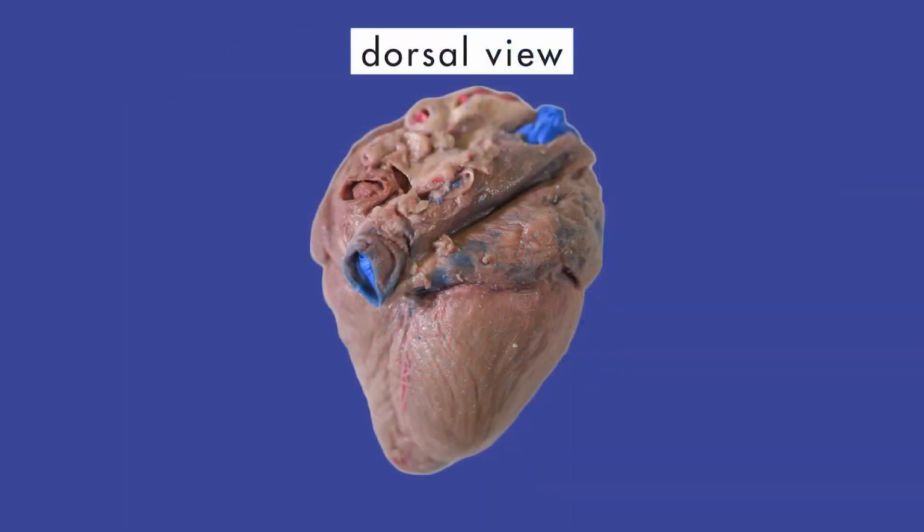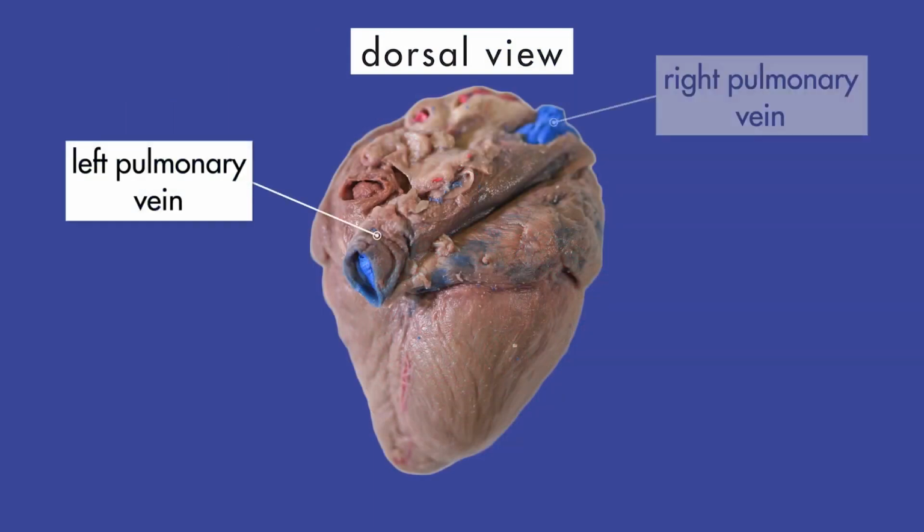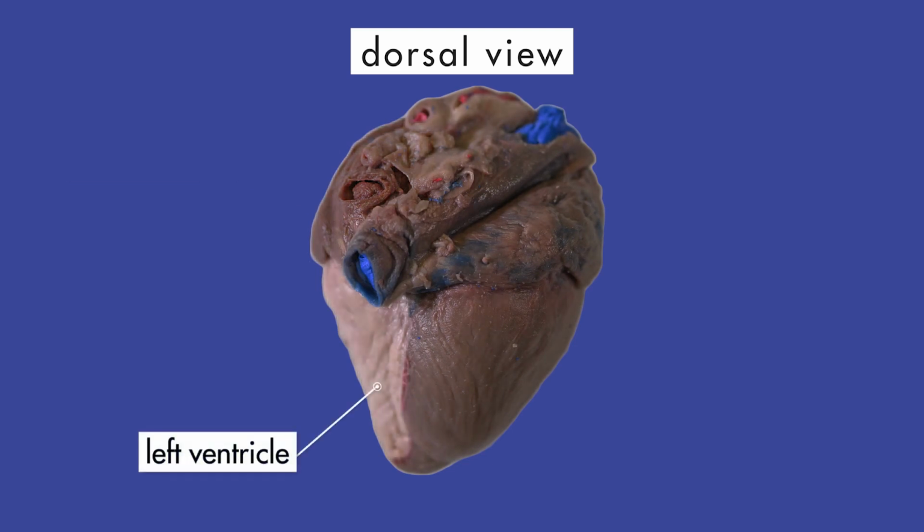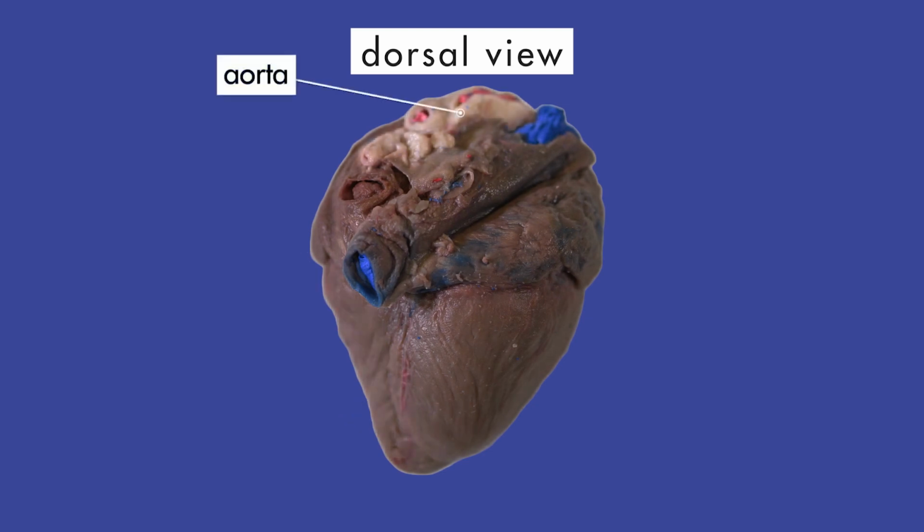If we turn the heart over, we can see the left pulmonary vein and the right pulmonary vein. The pulmonary veins empty oxygenated blood into the left atrium of the heart. From the left atrium, blood flows into the left ventricle. From the left ventricle, blood is pumped into the major artery, which is the aorta. The aorta branches into other arteries that carry blood to other parts of the pig's body.